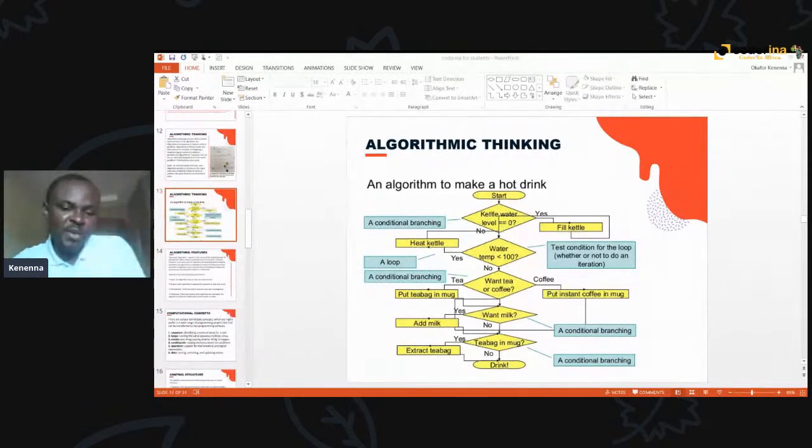And remember, if I chose tea, I add a tea bag or 2 tea bags, right? And then milk needed, yes or no? If yes, add milk. If no, continue. And the next in line, if tea is needed, I am to extract the tea bag that I put in the tea. And then finally, I would have my drink. So you see the step-by-step process of making a hot drink.